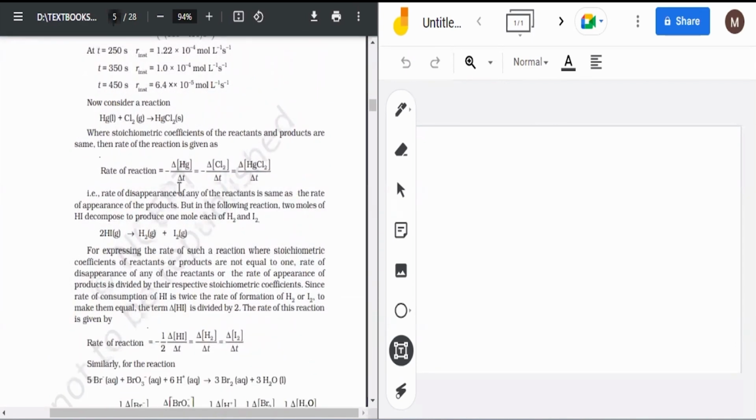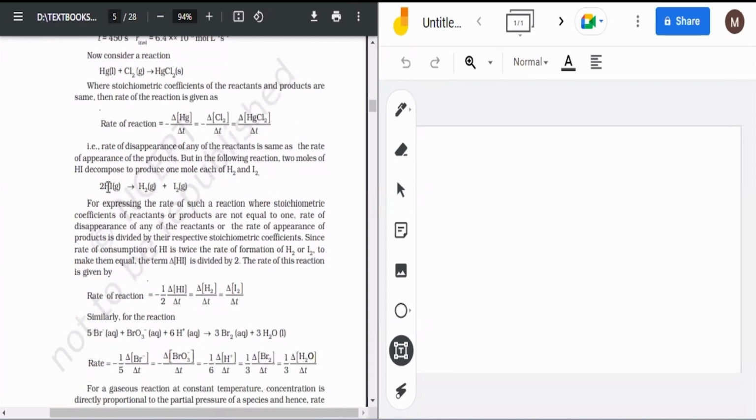For example, in this reaction, the rate of consumption of mercury, minus delta Hg by delta t, is equal to minus delta Cl2 by delta t, is equal to delta HgCl2 by delta t. Because HgCl2 is a product, we use a positive sign, and in these two cases, these are reactants, so we use a negative sign, and then we move ahead.